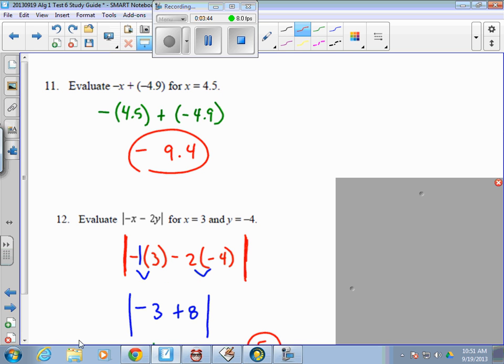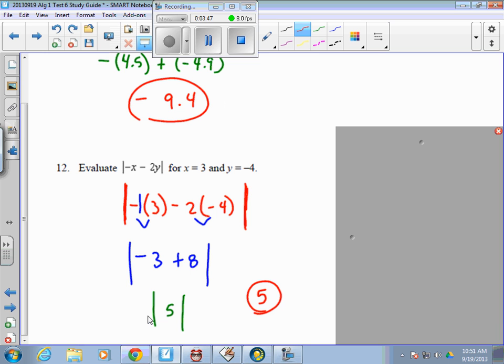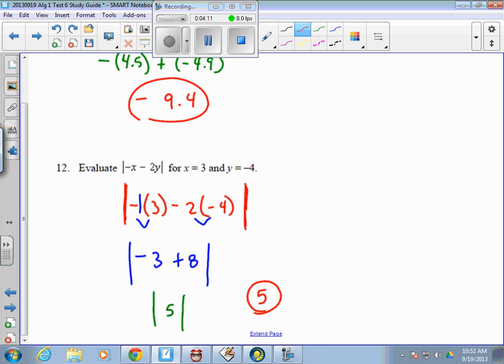Evaluating the absolute value of negative x minus 2y when x is 3 and y is negative 4. So you have negative and then x's value 3. Minus 2 times y's value is negative 4 inside the absolute value symbols. Once you have those substituted in, negative 1 times 3 is negative 3, and negative 2 times negative 4 is positive 8. So negative 3 plus 8 is the absolute value of 5, which is how far is it from 0? And it's 5 away from 0.